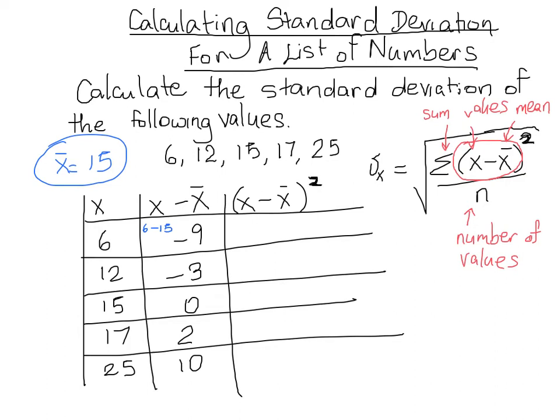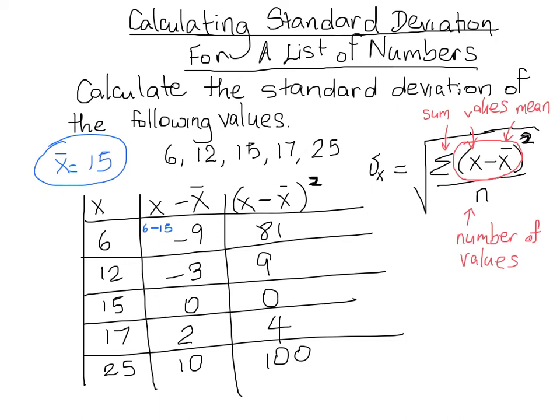Alright, so negative 9 squared is 81. Be very careful because if you type it into the calculator as negative 9 squared, your calculator may interpret it as negative, pause, 9 squared, which is negative 81, which is not correct. The square of any number, regardless of if it's negative or positive, is positive. So positive 81, positive 9, 0, 4, and 100.